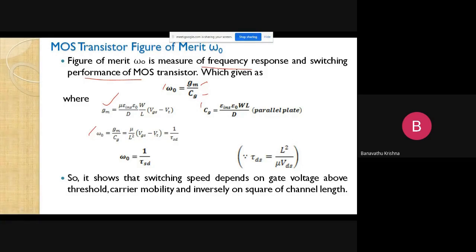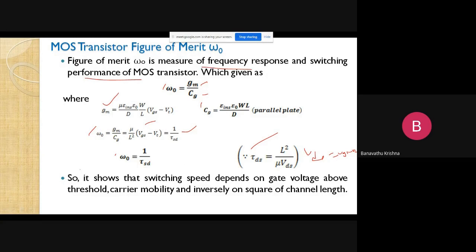So here mu by L square into VGS minus VT, that is VGS minus VDS. So let us take tau Sd equal to L square by mu VDS. Here for VDS, simply you can substitute VDS equal to VGS minus VT. So then we simply get this formulation, right? From this point, mu into VGS minus VT by L square is nothing but 1 by tau St. Therefore omega naught equal to 1 by tau St, since tau Sd equal to L square by mu VDS, right?